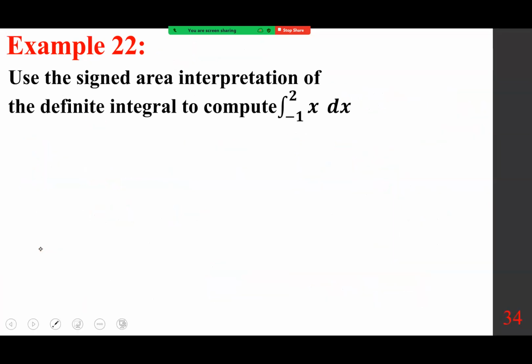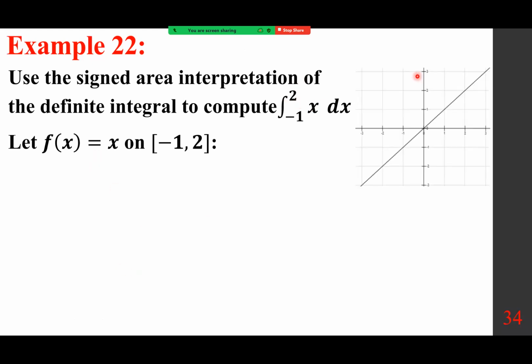Use the signed area interpretation of the definite integral to compute this. Now, it is important to understand what function you're dealing with. The function is this, meaning y or f of x is x, and the interval is -1 to 2. That's the first thing as you read the question. Now, this y equals x is a line that goes through the origin. This is the line, f of x equals x, or y equals x. We want to go from -1 to 2.